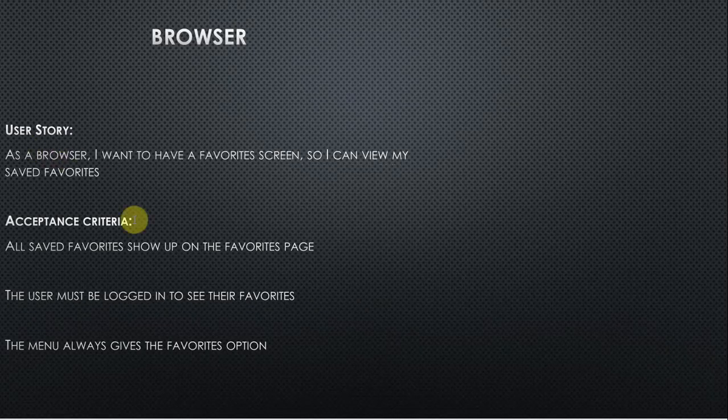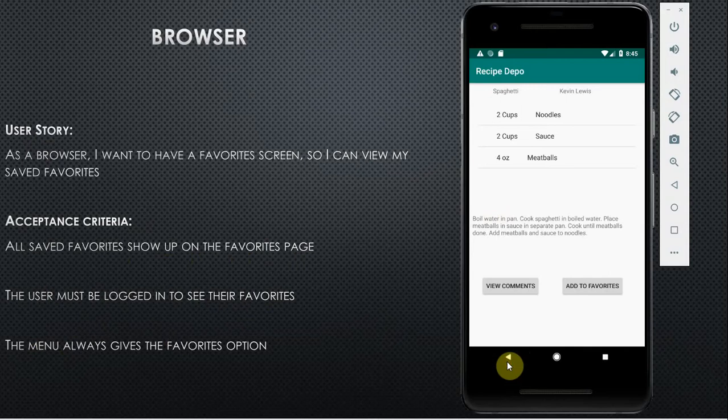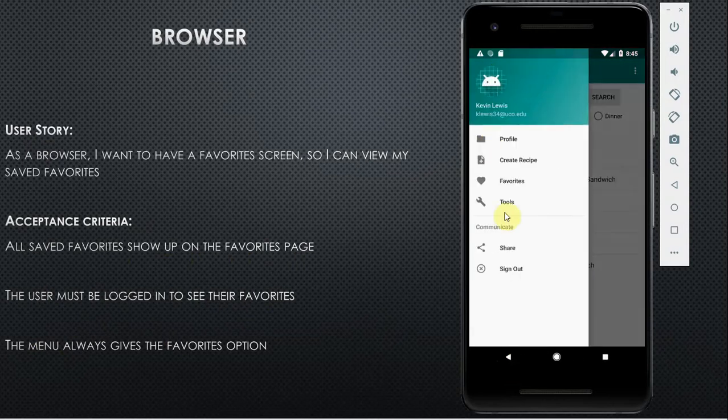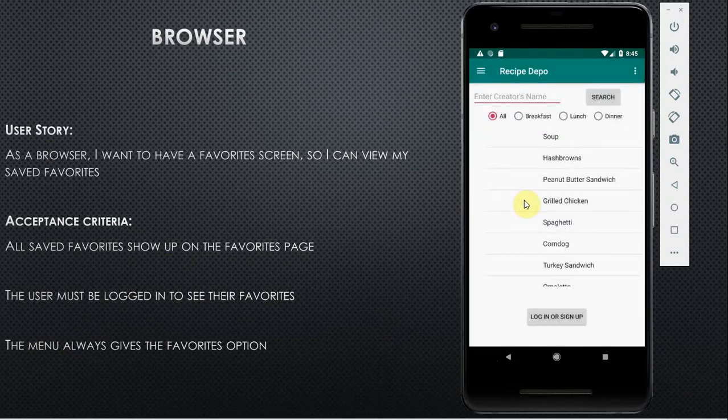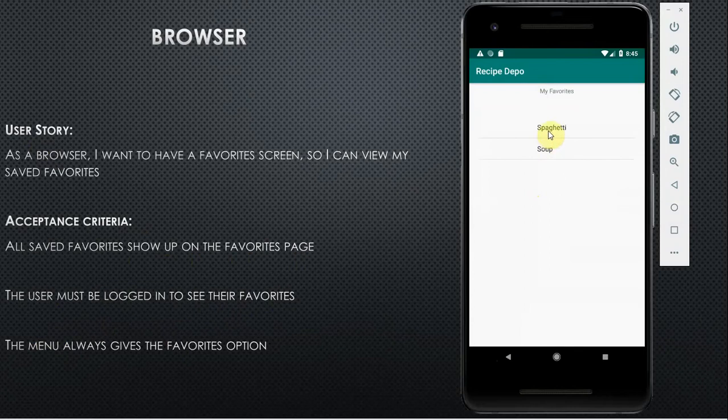As a browser, I want to have a favorite screen so I can view my saved favorites. So all saved favorites show up on the favorites page, and the user must be logged in to see their favorites. As well, the menu always gives the favorites option. So we'll go back out. Here's our favorites. Click on that. And we'll show all of our favorites, the two we just clicked, spaghetti and soup.